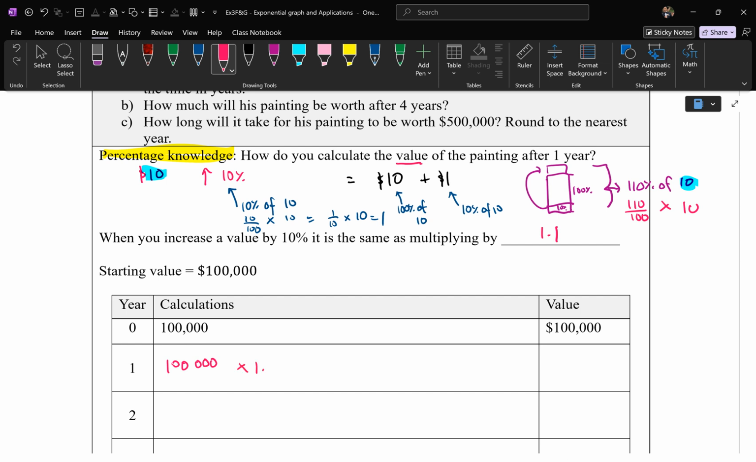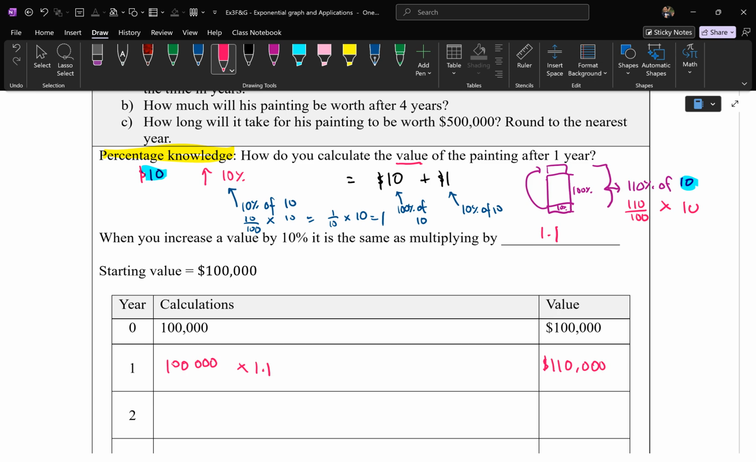Times by 1.1. Now you can do that on a calculator or you can do it mathematically, but what is 100,000 times by 1.1? Or you can think of 10% of 100,000 and then add on top. What would that give you? 110,000. So I now got $110,000. That's after 1 year, right?